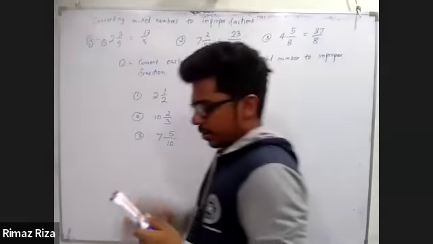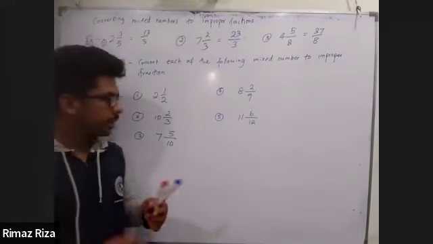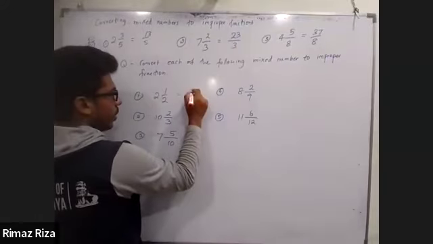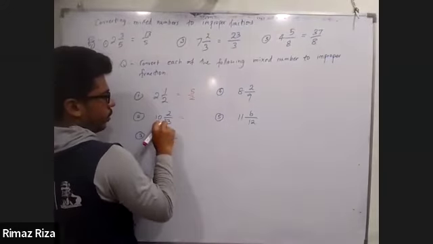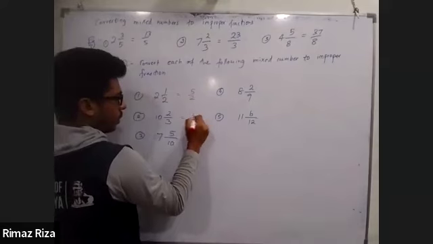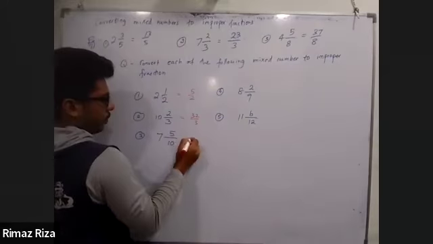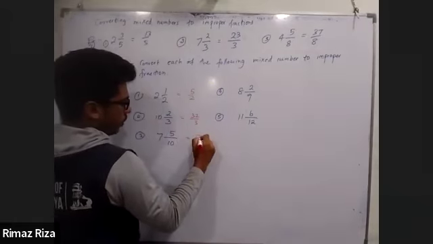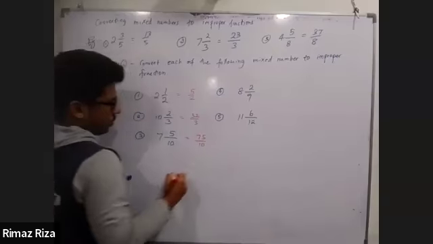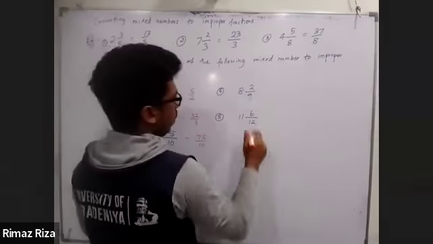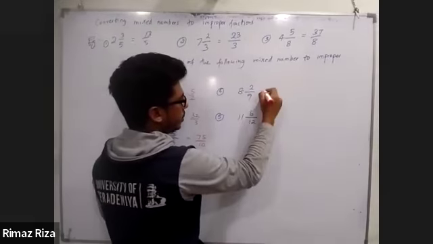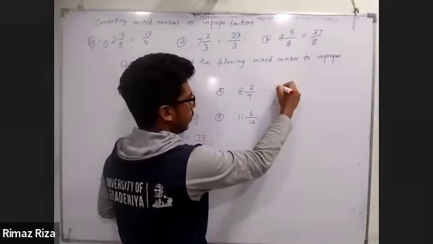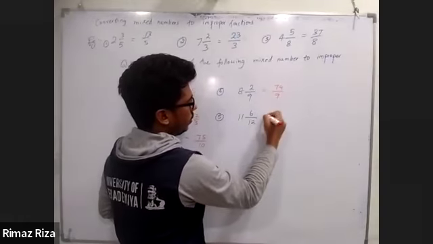Okay, so I'll write the answers. Check whether your answers are correct. 2 into 2, 4, 4 plus 1, 5, 5 over. 3 into 10, 30, 30 plus 2, 32. Denominator is 10 into 7, 70, 70 plus 5, 75 divided by 10. 9 into 8 is 72 plus 2, 74 over 9.